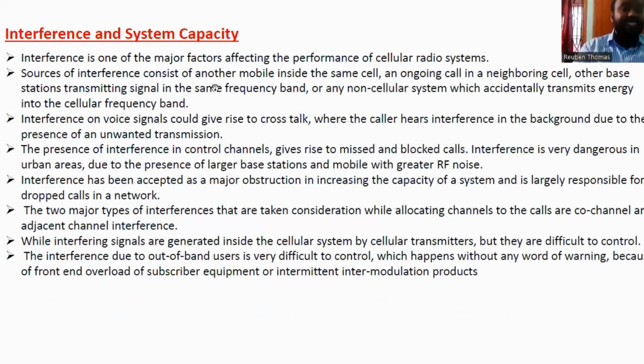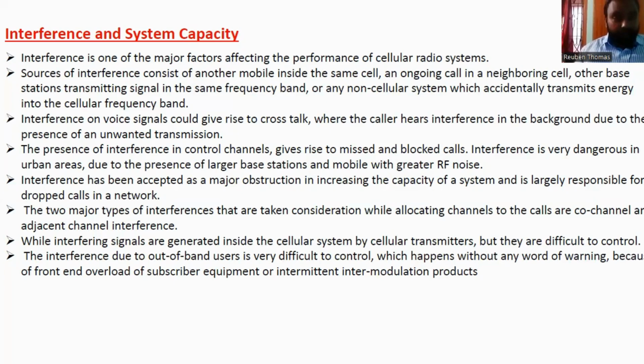Coming to interference and system capacity. Interference is one of the major factors affecting the performance of a cellular radio system. Interference interferes with the particular communicating data. Sources of interference include another mobile inside the same cell, an ongoing call in a neighboring cell, other base stations transmitting signals in the same frequency band, or any non-cellular system which accidentally transmits energy into the cellular frequency band. Interference on voice signals could give rise to crosstalk, where the caller hears interference in the background due to the presence of unwanted transmissions. The presence of interference in the control channels gives rise to missed and blocked calls.